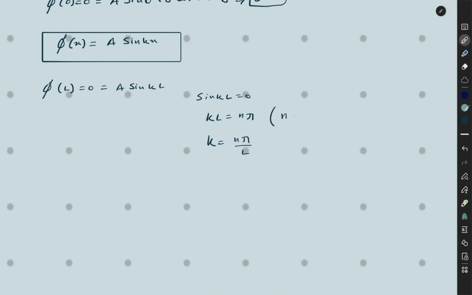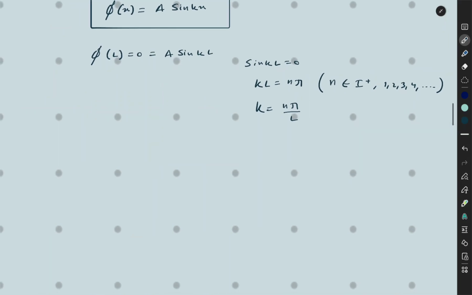So our n will be a positive integer, that is 1, 2, 3, 4 and so on. And why we are not considering negative integers, that is minus 1, minus 2, minus 3, minus 4, is because if we consider negative n, only the sign changes, a negative sign comes. So it is compensated by the arbitrary constant A, so there will be no change in the wave function as such. That's why we are considering only the positive integers.